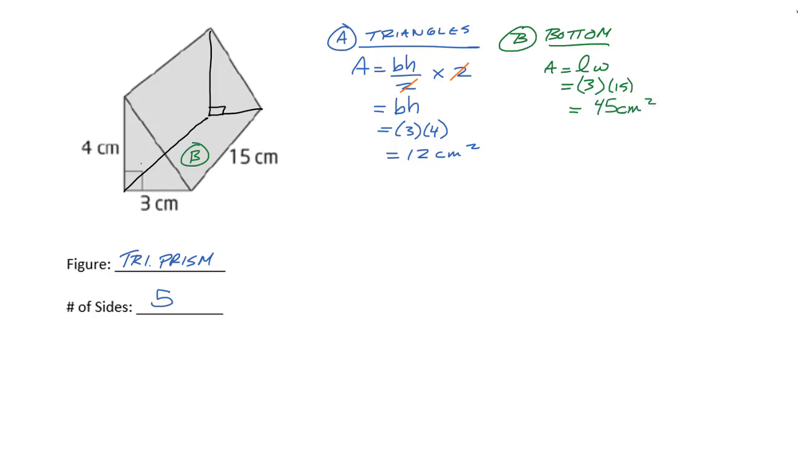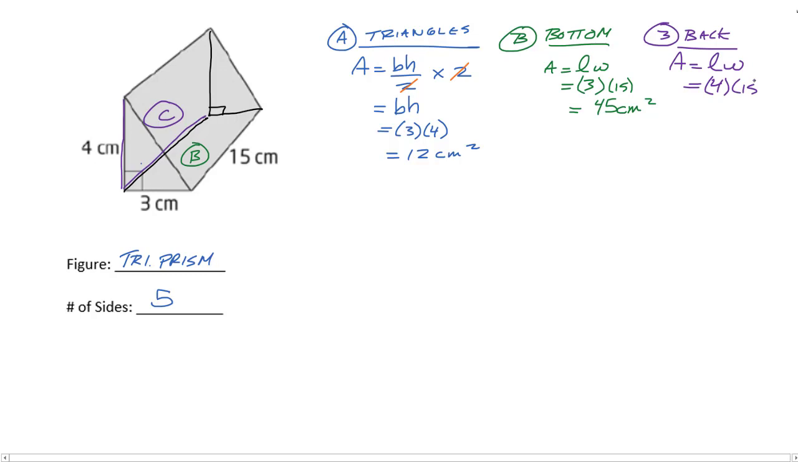All right, 45 centimeters squared. Let's do the back. Let's call this part C, that back rectangle. I'll just call it the back, the part we can't see in our diagram. Well, again, it's just a rectangle. It's length times width. What are we going to multiply here? 4 times 15, that's easy. That's 60 centimeters squared.